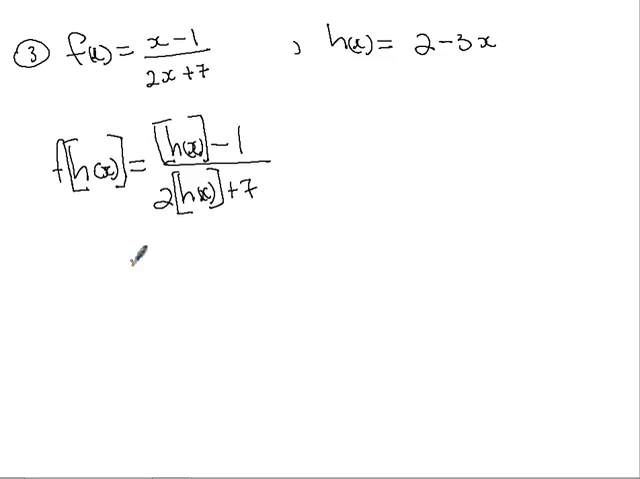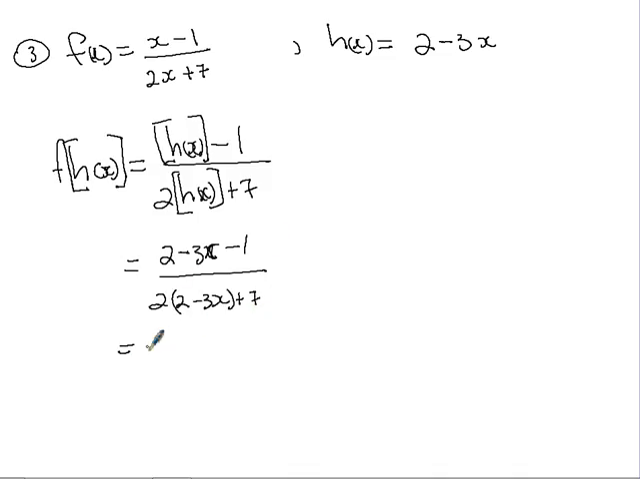But we have an expression for h of x. h of x is 2 minus 3x. So we have 2 minus 3x minus 1 over 2 times 2 minus 3x plus 7. That's a combined function. And then you do some work to simplify.